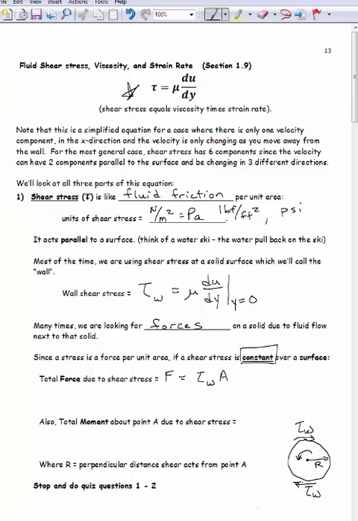But the net moment is not. So we're going to worry about moments in this case. So if you remember, the total moment is going to be your force times your radius, your perpendicular distance to that force. And it's going to act all over this whole surface, so we can just say, well, that force, if it's constant, it's going to be your tau at the wall times your A, and now to get that moment, we're going to multiply it by R again.